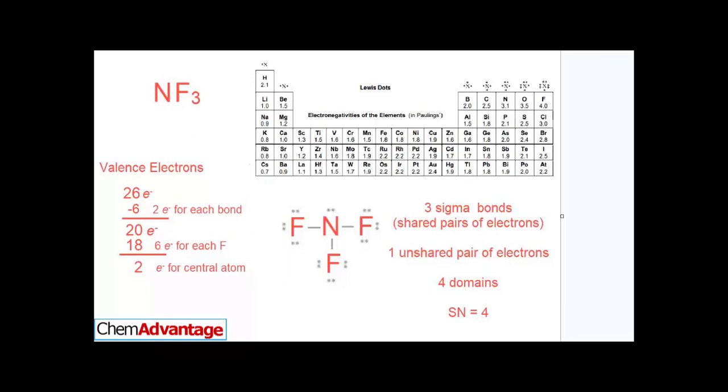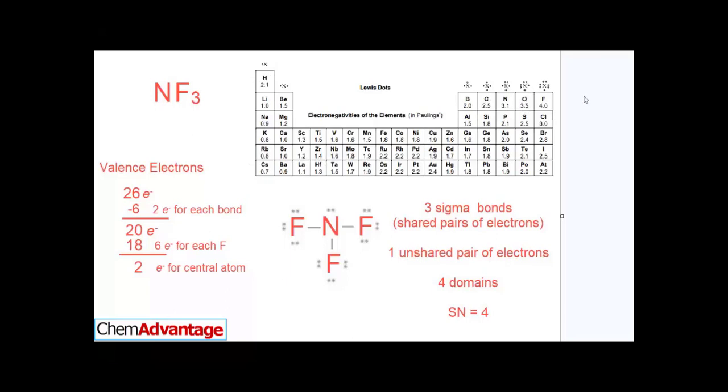Here we are with nitrogen trifluoride, and you're supposed to figure out the shape of this molecule. It's different than boron trifluoride in that we've got nitrogen, which tends to end up having an octet. You should be able to do the Lewis dot diagram for this very, very quickly. We've got our nitrogen with its 5 valence electrons and our fluorine with 7.